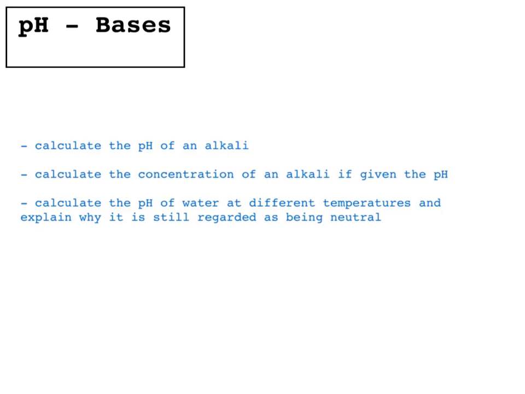So our aims for this video are to be able to calculate the pH of an alkali, to calculate the concentration of an alkali if you're given the pH, and also to calculate the pH of water at different temperatures. And you'll find that at different temperatures water's pH is not 7, so you also need to be able to explain why this water is still regarded as being neutral even though the pH is not 7.